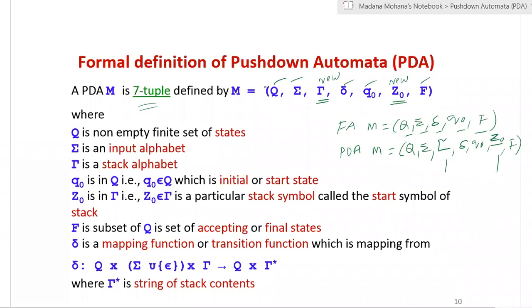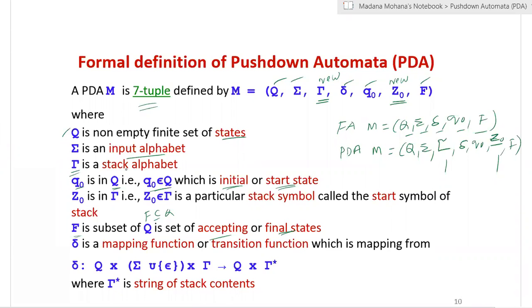Now the meaning is the same as finite automaton except for the two new tuples, where Q is a non-empty finite set of states. Sigma is the input alphabet, same as in finite automata. Then Q naught is in the set of states Q, that is Q naught belongs to Q, which is called the initial or start state. Then F is also the same as in finite automata, which is a subset of Q, the set of accepting or final states. Before defining delta, whose meaning is also the same, transition function or moving function, see the new tuples' meaning.